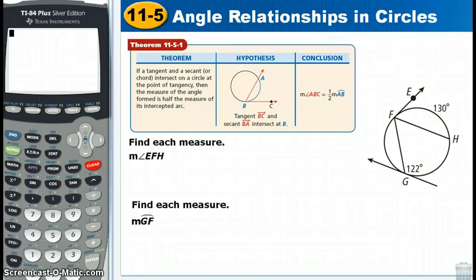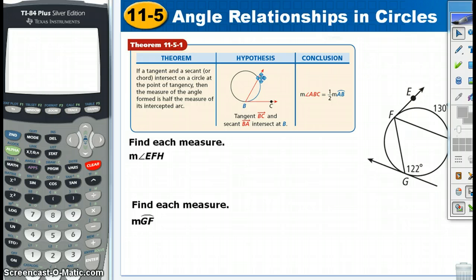We're going to pick up a couple theorems today. The first one says, if a tangent, which is this one, and a secant intersect a chord at a point of tangency, which in this case is B, then the measure of the angle, this angle right here from AB down to BC, is half of this arc AB.